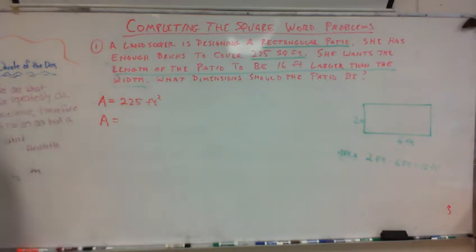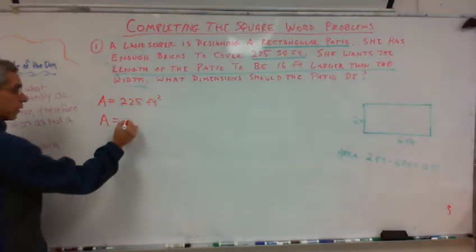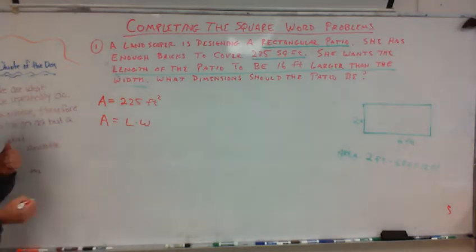What is the formula for area of a rectangle? Base times height or length times width. Either one is fine, right? I'm going to just say length times width in this case, just because it's on the ground, so it doesn't have a base and a height. It has a length and a width. You know what I'm saying? Because it's flat. All right, so that's important.